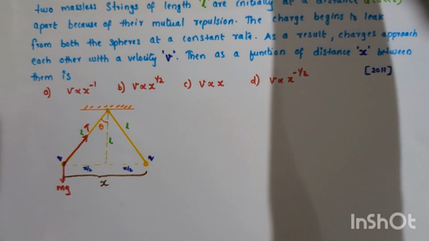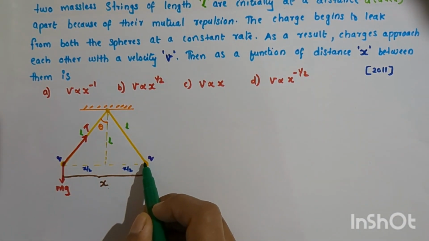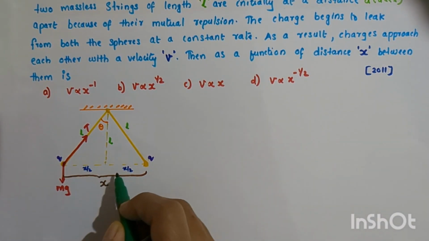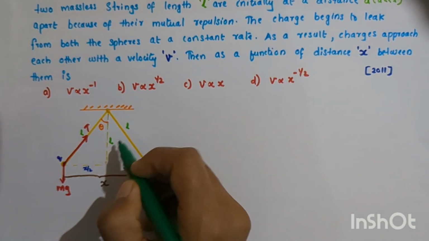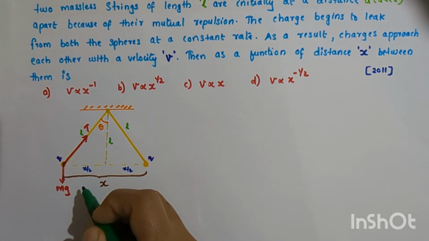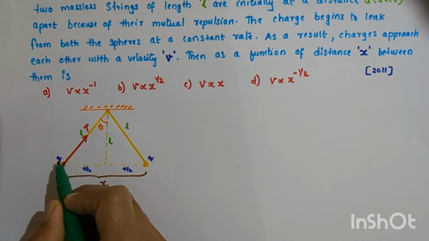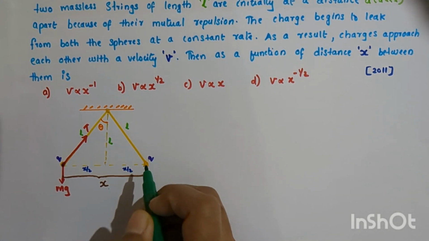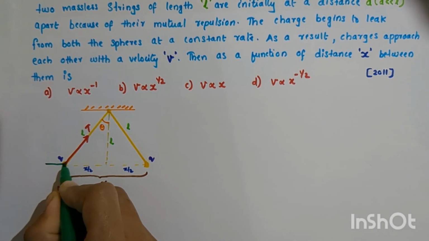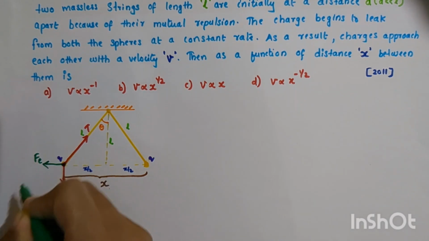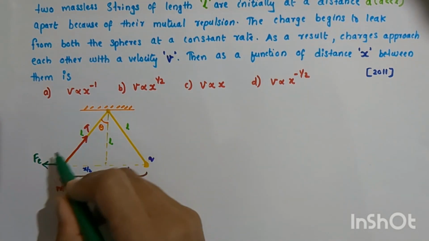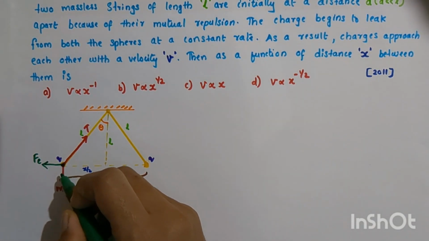Now you see, x is the distance between these two spheres. So I just mark their midpoint. From here to here the distance will be x by 2, and from here to here the distance is x by 2. This distance will be equal to the length L. Now there is a force of repulsion between these two spheres, so there will be a force of repulsion acting on this sphere due to this sphere. That is, this sphere will try to push this sphere away from it. I am taking it as Fe, the electrostatic force of repulsion acting on the first sphere due to the second sphere. So these three are the forces acting on this charged sphere.